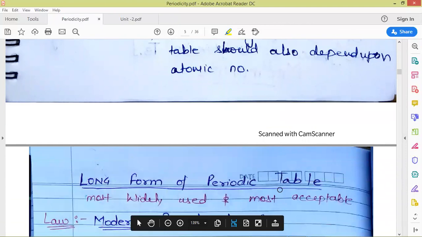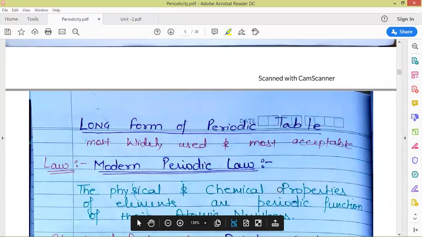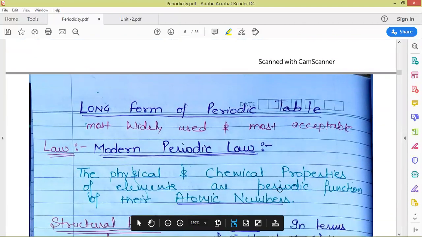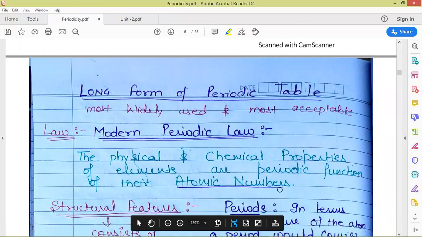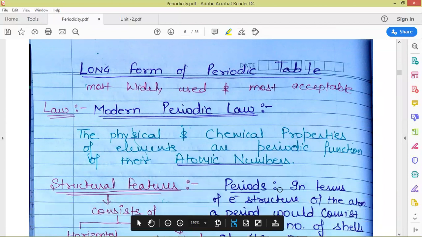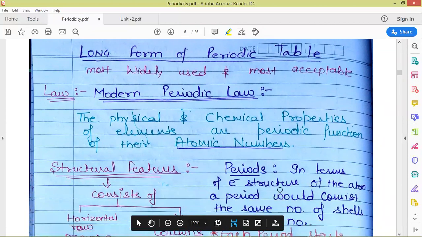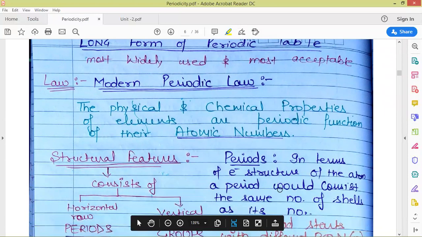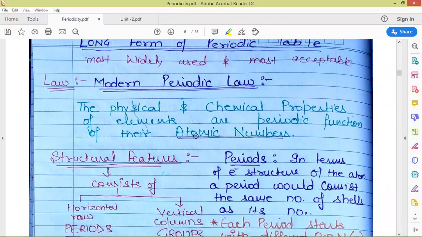So this was the idea which gave way to the long form of the periodic table, which is most widely acceptable and most widely used so far. The law associated with the modern periodic table is the modern periodic law, which says that physical and chemical properties of elements are the periodic function of their atomic numbers.